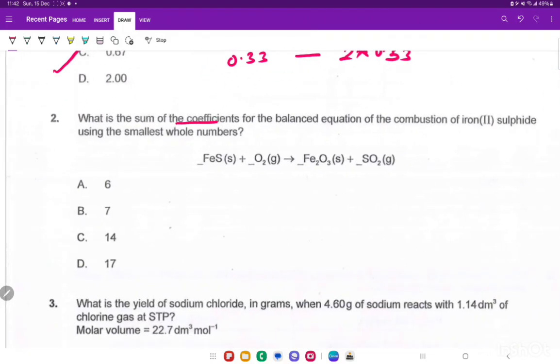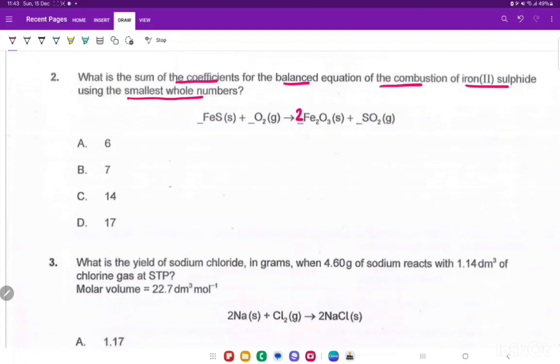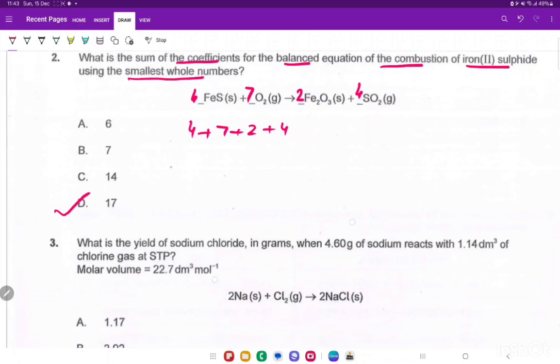Now, what is the sum of the coefficients of the balanced equation of the combustion of iron(II) sulfide using the smallest whole numbers? So we have to find the sum of the whole numbers. FeS, O2, Fe2O3 and SO2. If I put 2 here, it will be 4 Fe, and then if I put a 4, the iron is balanced. Oxygen and sulfur: sulfur is 4, so I have to put a 4 here. Then oxygen is 8 and 6, 14, so I'll put 7. So the sum is 4 plus 7 plus 2 plus 4, which is 17. The answer is D. The second answer is D.